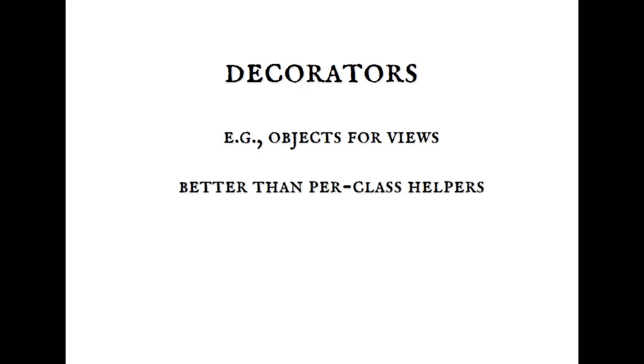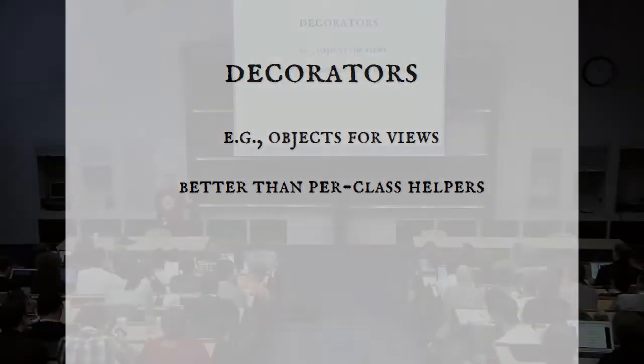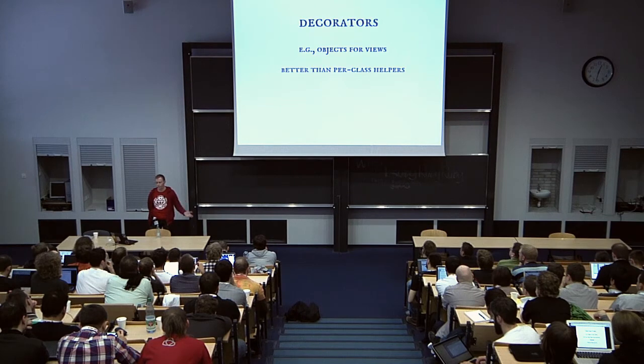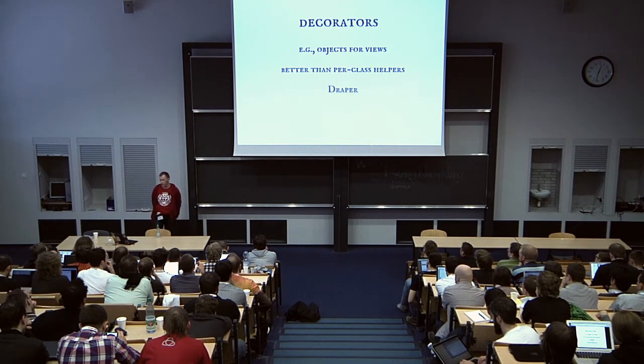So decorators, that's like the simplest thing. If you want to move some part of your domain object's responsibility away, using a decorator might be very convenient. Turning a model into something that you pass to a view, or if you don't want to use per-class helpers, which a lot of Rails uses and are not always the best thing to do.